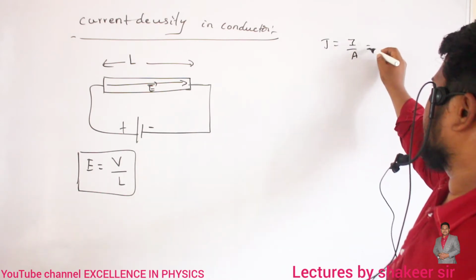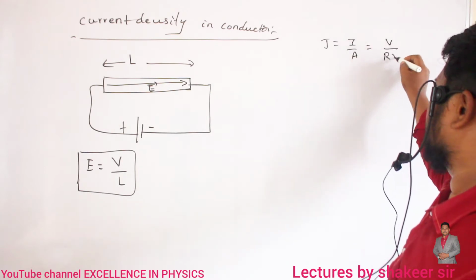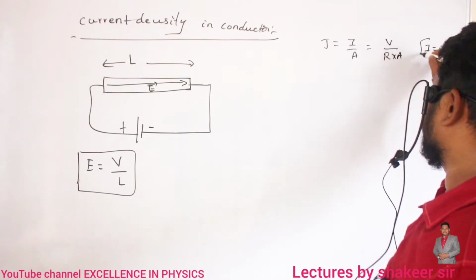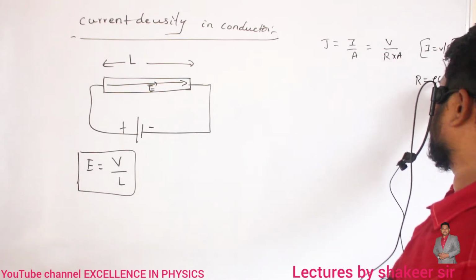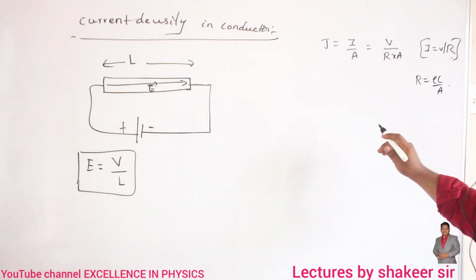And we know according to Ohm's law I can be written as V by R also, so J is equal to V by R into A. Why? Because I is equal to V by R. We know this relation. Similarly, R can be written as rho L by A also. R is equal to rho L by A. Already we have studied this one.